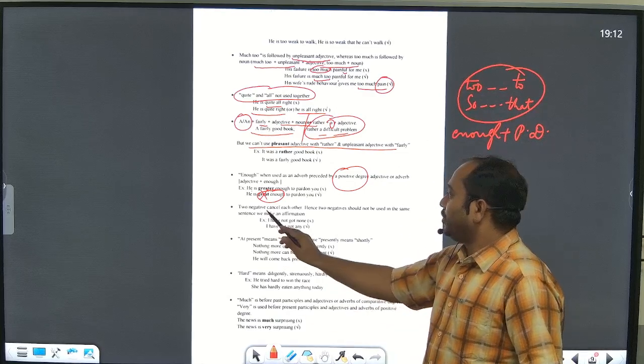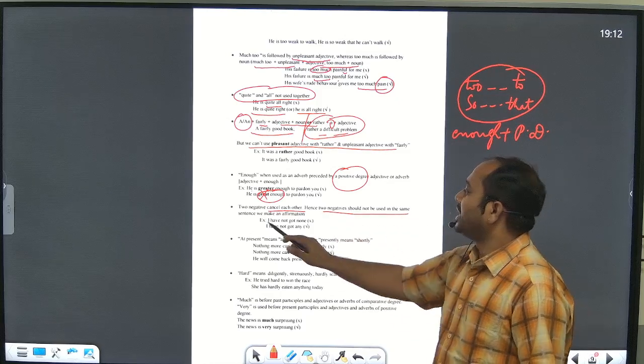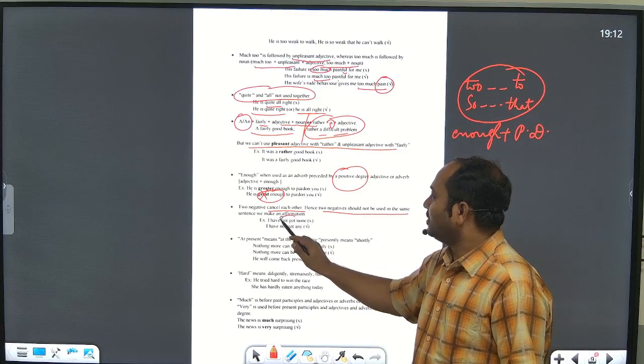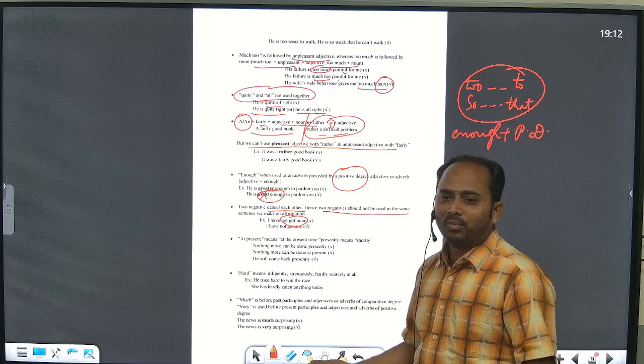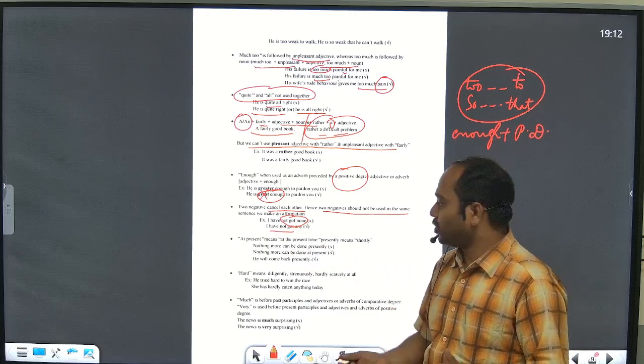And two negatives cancel each other. Hence, two negatives should not be used in the same sentence. We make an affirmation. "I have not got none." Not none, both are the same in meaning. So it should be "I have not got any." That should be the usage.